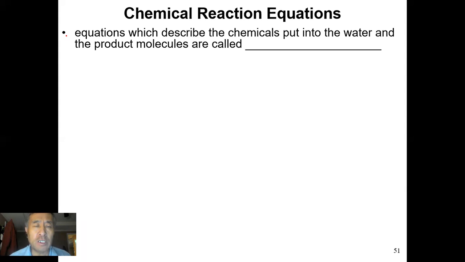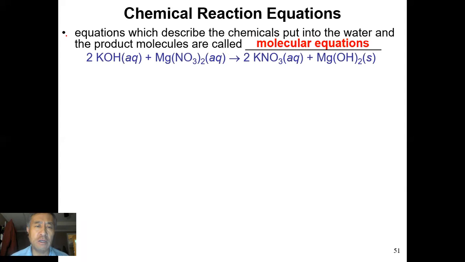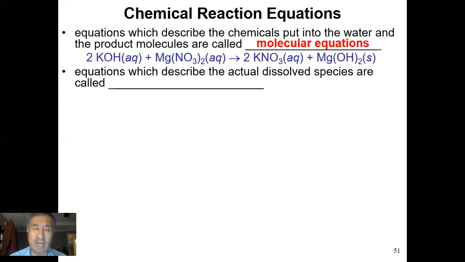Equations which describe the chemicals put into the water and the product molecules are called molecular equations. For example, 2KOH aqueous plus magnesium nitrate aqueous produce potassium nitrate aqueous and also magnesium hydroxide solid. So this is one type of equation. We call that a molecular equation.